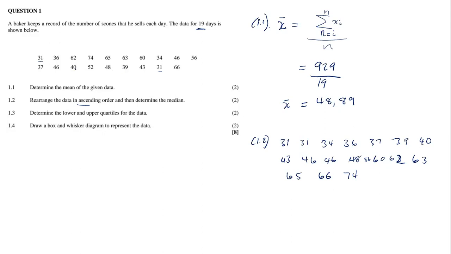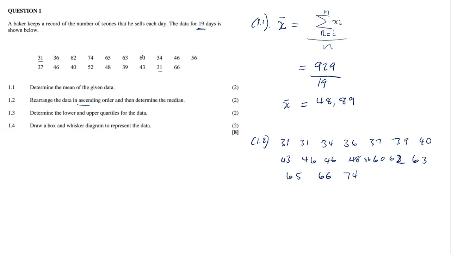40, I see it. 43. We have only 43. Yes, we have 46. Is there anything missing? 46, there are two of them. 48, let me see. I see there's 48. After 48, it's 56. And I see 56. Yes.